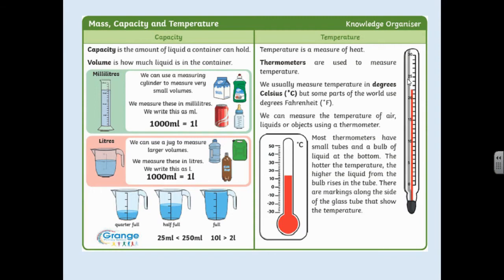The last thing we've looked at is temperature, which was yesterday, and temperature is a measure of heat. Thermometers are used to measure temperature, and we usually measure temperature in degrees Celsius. We can measure the temperature of air, liquids or objects using a thermometer.